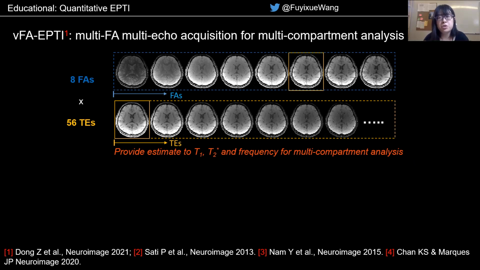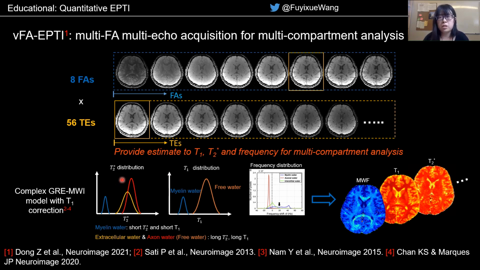EPTI can be used to improve the efficiency of multi-contrast acquisition for myelin water imaging, and here a variable flip-angle EPTI acquisition was developed to obtain multi-flip-angle and multi-echo datasets to provide multi-contrast images with T1, T2 star, and frequency information for multi-compartment analysis.